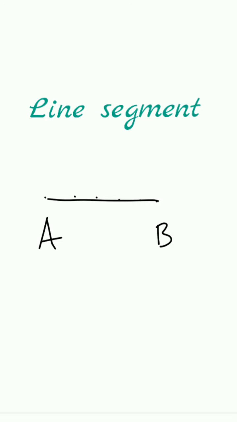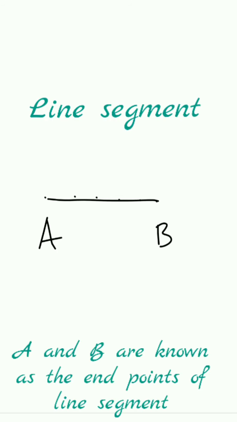Now consider two points A and B. If I mark all the points which come in between the points A and B and join all these points, I will get a figure like this. And this is known as a line segment. Here A and B are the end points of this line segment.